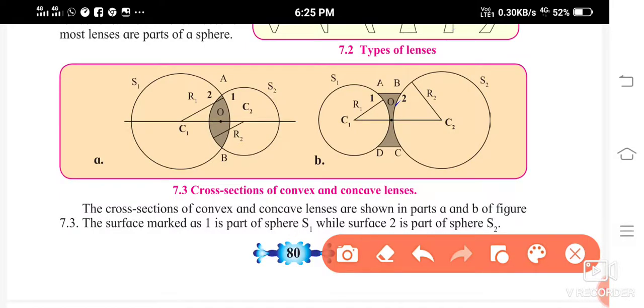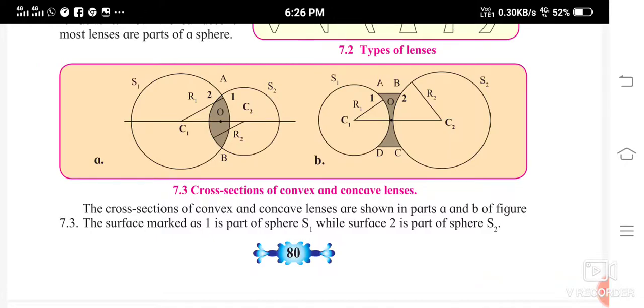okay, now see in this figure A, okay, you can see there are two spheres, S1 and S2. S1 is the big sphere and S2 is the small sphere. Now, they are intersecting each other, isn't it, at A and B. Now you can see that, see this part which is there, okay, this is the part of the sphere S1, and this part which is there, this is the part of the sphere S2.